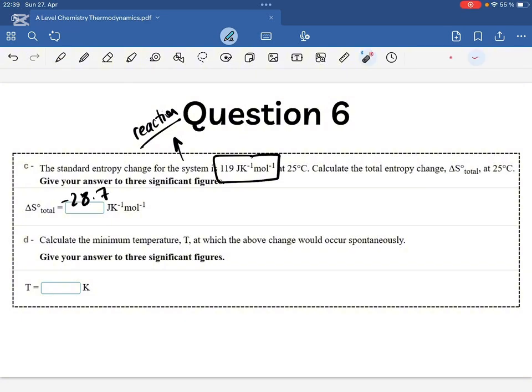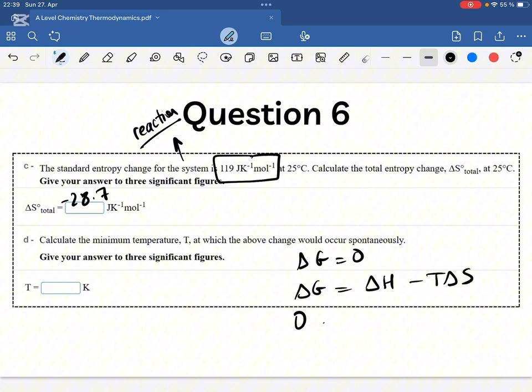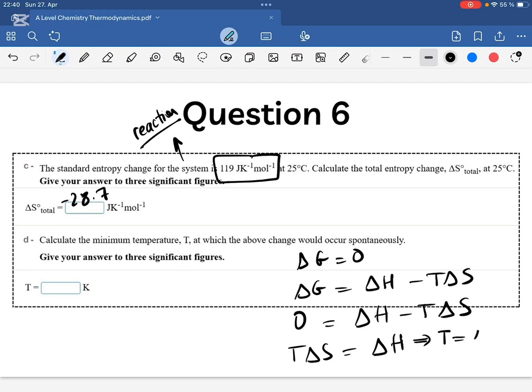In the next question, they said calculate the minimum temperature T at which the above change would occur spontaneously. Now, it would occur spontaneously when delta G is equal to 0. So delta G is equal to delta H minus T delta S. And if this is 0, then T delta S is going to be equal to delta H, which will lead to T equal to the delta H over the delta S.